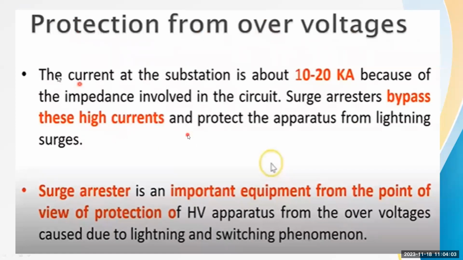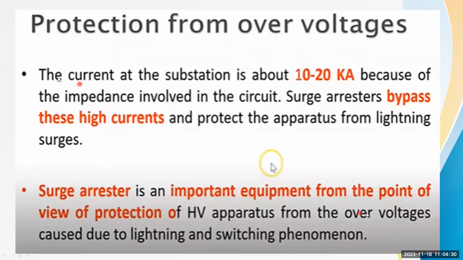Because transformers and electrical operators cannot withstand the high voltage and high current, it is required to bypass these high currents. The surge arrester is an important equipment from the point of view of protection. It is one of the most important in a power system.